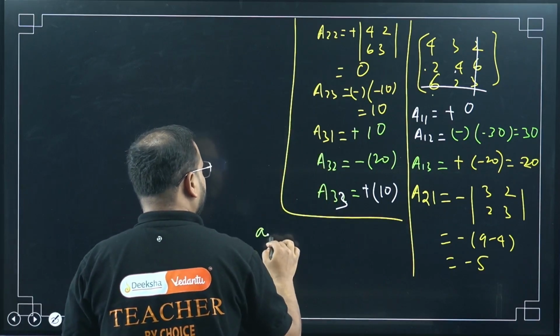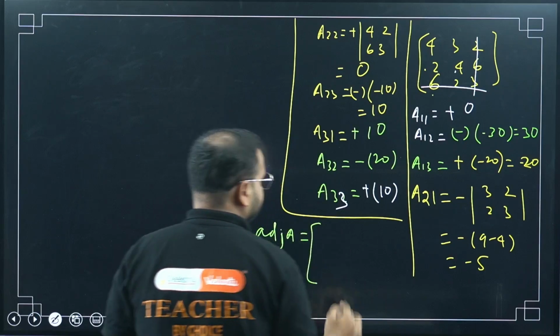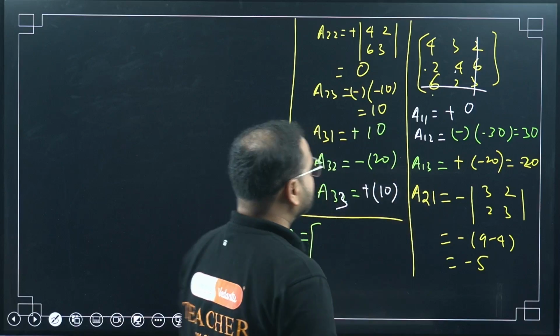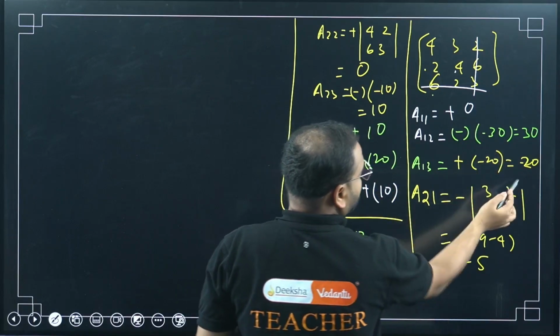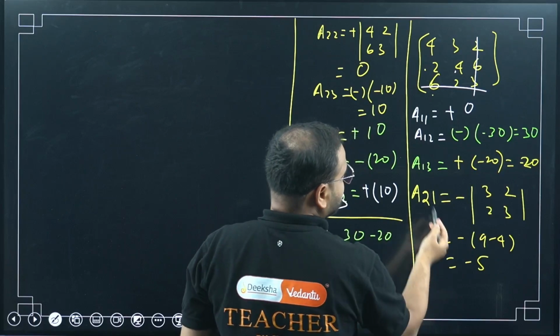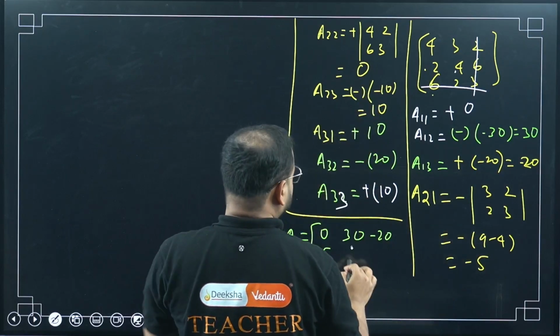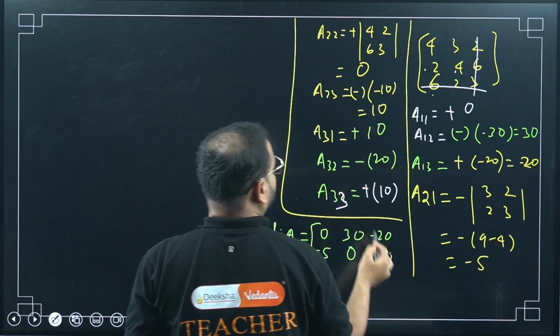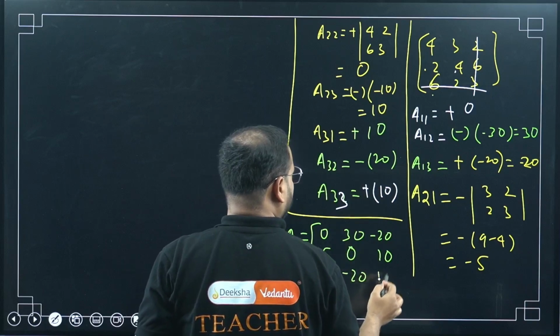So adjoint of A will look like what? Please check. I'll write the elements, then take the transpose. So first one is 0. Next is 30. Next is minus 20. Next is minus 5. Next is 0 again. Next is 10. Again 10. This is minus 20. And this is 10.